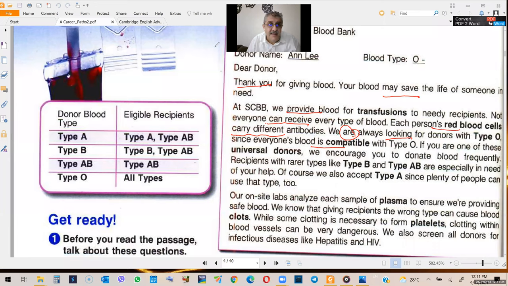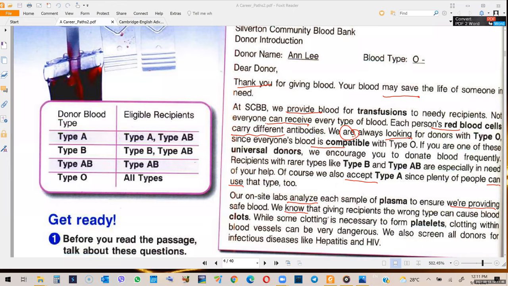Okay, now we have here present simple. Of course, you also accept. Plenty of people can use. Labs analyze. We are providing. We know. While some clotting is necessary, can be very dangerous. We also screen.